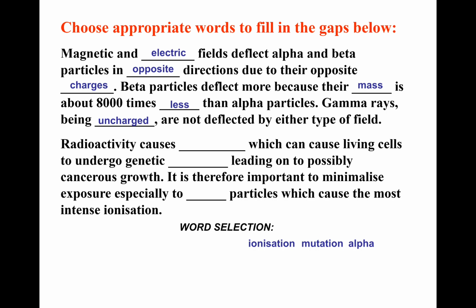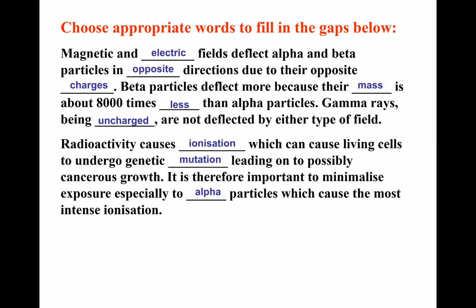Then back to a previous lesson. Radioactivity causes ionisation, which we touched on earlier, which can cause living cells to undergo genetic mutation, leading on to possibly cancerous growth. It is therefore important to minimise exposure, especially to alpha particles, which cause the most intense ionisation. Now, you might be thinking, rightly so, that alpha particles cause the most ionisation, but they're also the easiest to keep away from the human body. If you just wear some gloves, the alpha can't get through the glove material, can't even pass through paper, and can only pass through a couple of centimetres of air.